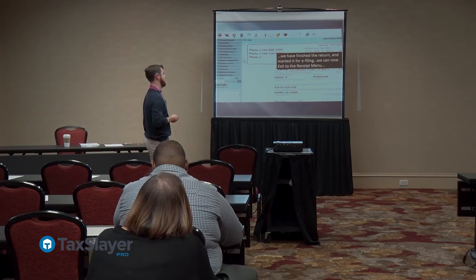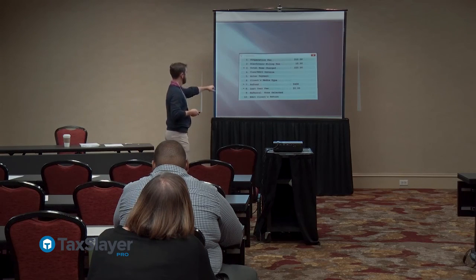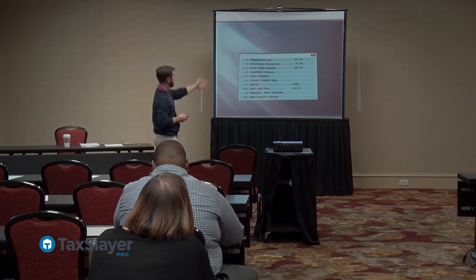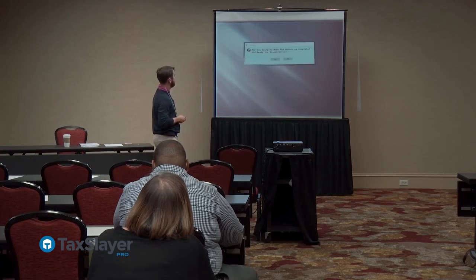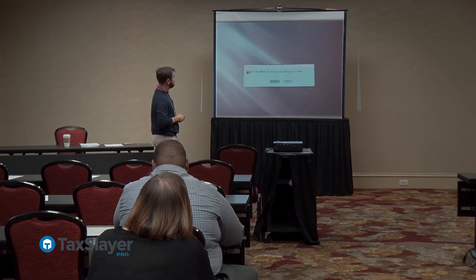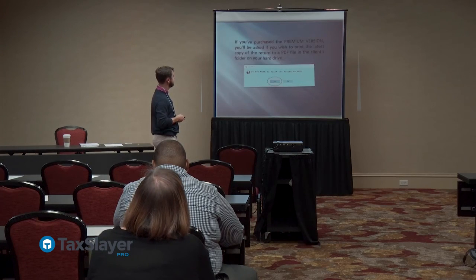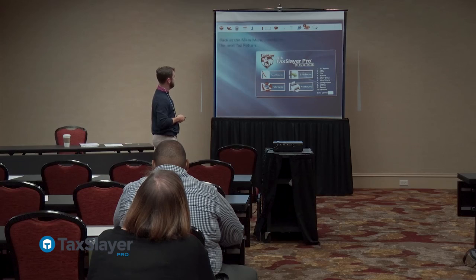We now can exit the receipt menu. There's the exit option here. There's the receipt menu. Here's your preparation fees, the total fees charged. There's the refund amount listed there. Are you ready to mark the return complete and ready for transmission? Yes. There it is. Do you wish to print the return to PDF? Yes. Back to the main menu.